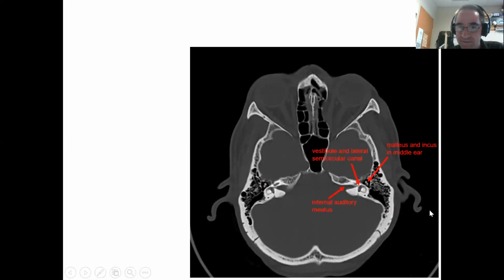And here we can see one of the semicircular canals of the vestibular system. And now we can really clearly see the internal auditory meatus. And we can see the malleus and incus again in the middle ear. Okay, so that gives you an idea of how well protected the structure is. It's well inside the lateral edge of your skull, and also how big it is.